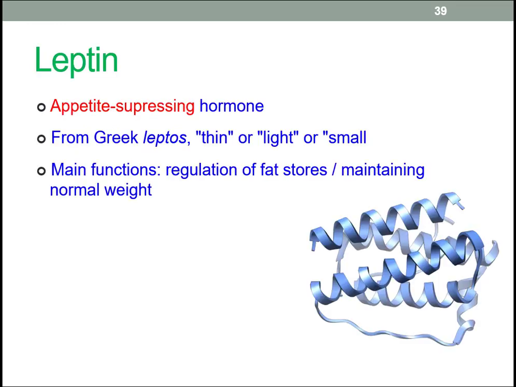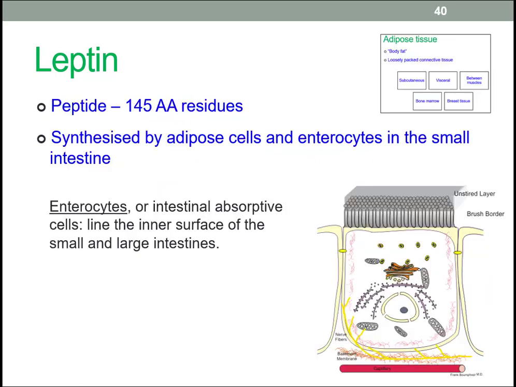So leptin. It's a hormone released by adipose tissue, that's body fat. It has a role in maintaining normal weight in a long-term person. It does this by regulating hunger by providing the sensation of satiety, that is, feeling full. It's from the Greek, as many of these things are, meaning thin or light or small, and its main role is regulation of fat stores and maintaining normal body weight in people who have normal body weight. The extension of this to people who are obese tends to be problematic, as we'll talk about briefly in a moment.